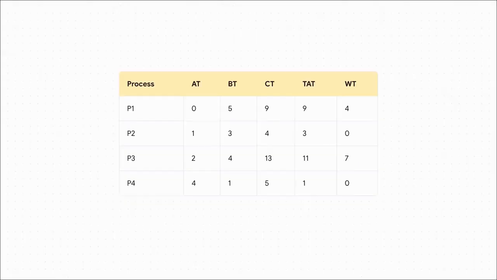Okay, let's crunch the numbers for this preemptive version. The interesting thing to look at here is P1. Its turnaround time, the total time from arrival to completion, is pretty high, 9 units. But that's because it was paused in the middle. The waiting time is what we're focused on, and you can see that 2 processes, P2 and P4, had a waiting time of 0. They got to run almost as soon as they arrived. That's the power of preemption.